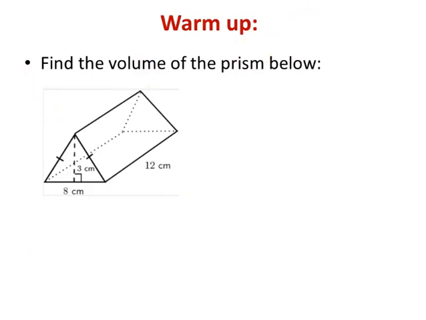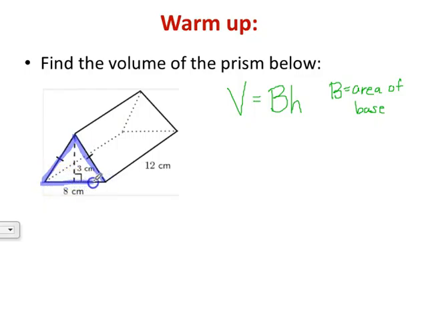All right, so to find the volume of prisms, we use the formula volume equals capital B times H. And remember that capital B is the area of the base. In this case, our bases are two triangles. So we want to find the area of our bases first. So let's work on finding that capital B, the area of our base.